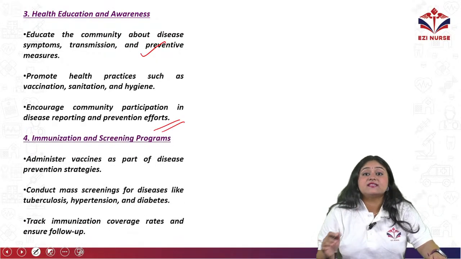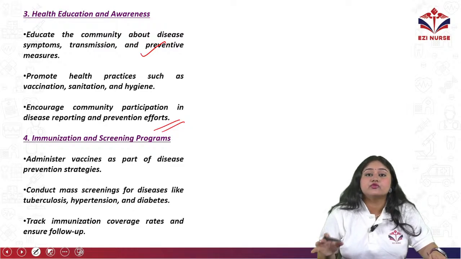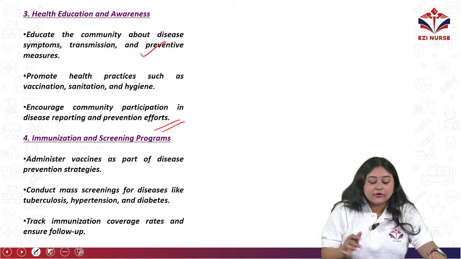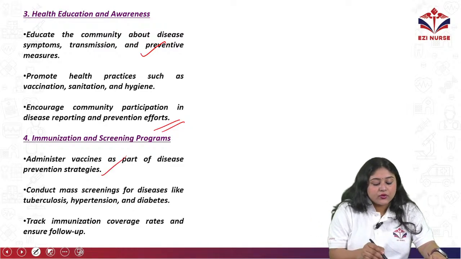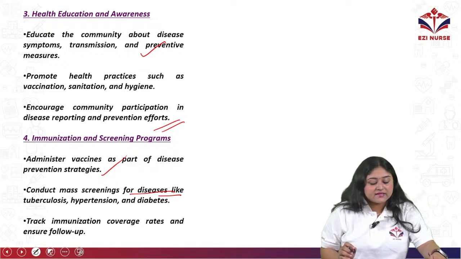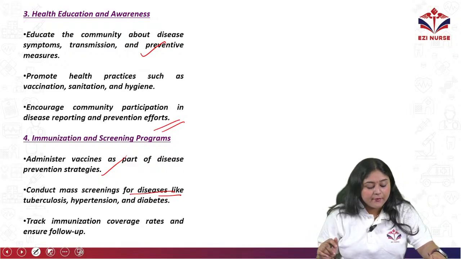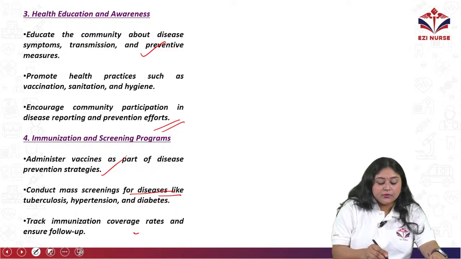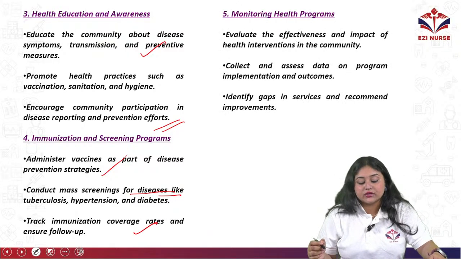Next one is the immunization and screening program. So we have to administer the vaccine for each and every age group of people. Then also we have to conduct mass screening for diseases like tuberculosis, hypertension, diabetes, and also we have to track the immunization coverage rates and ensure the follow-up.